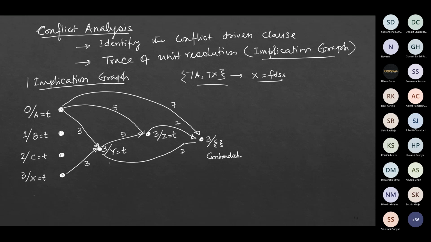Now let's say we have got this, the implication graph. But what was our motivation or objective? Our objective was to derive the conflict driven clauses, which we have not got yet, right? So let us try to talk about how we really get this, right?